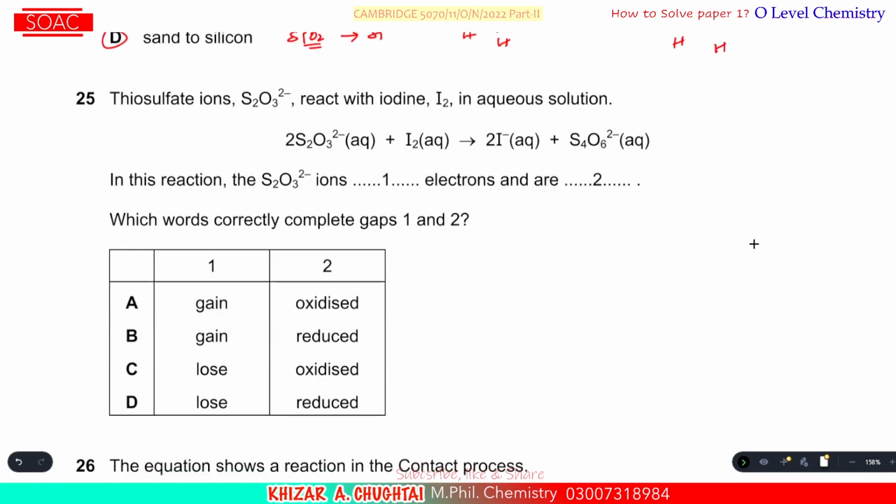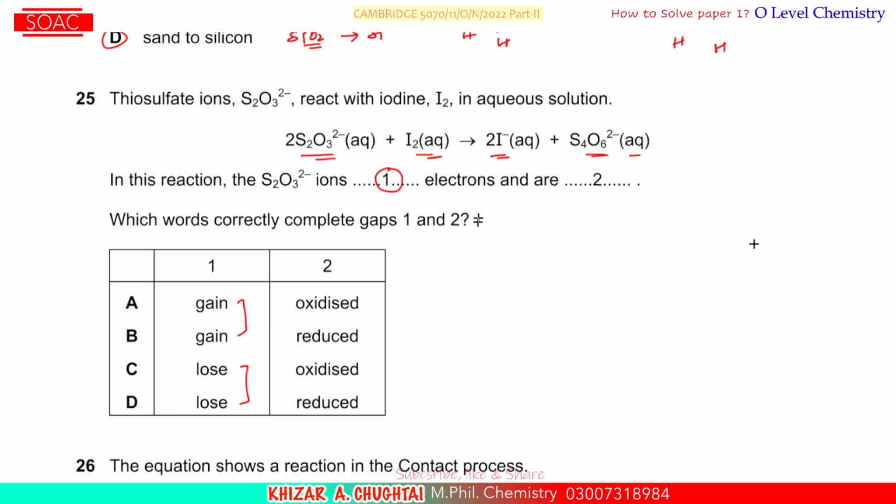Question number 25. Thiosulfate ion, S2O3 2-, reacts with iodine in aqueous solution. 2 moles of thiosulfate ion react with iodine to make 2 I- ions aqueous, and S4O6 2- aqueous. In this reaction, does the thiosulfate ion gain or lose electrons?